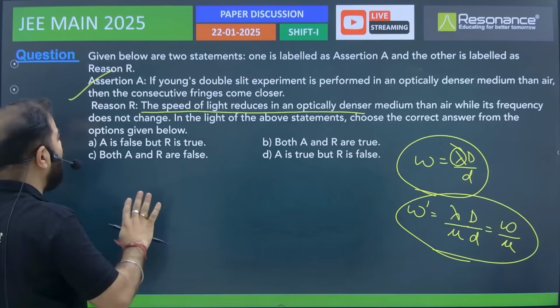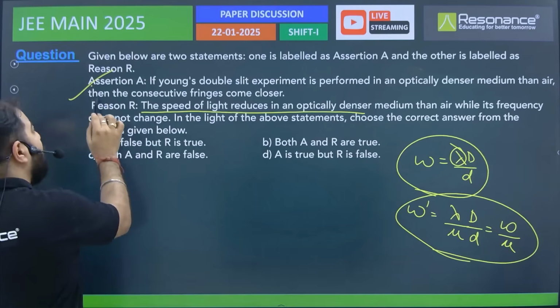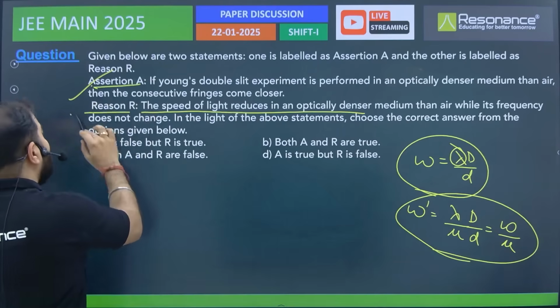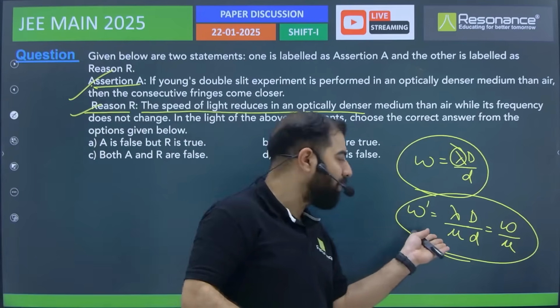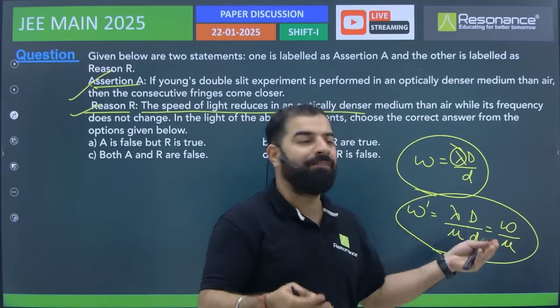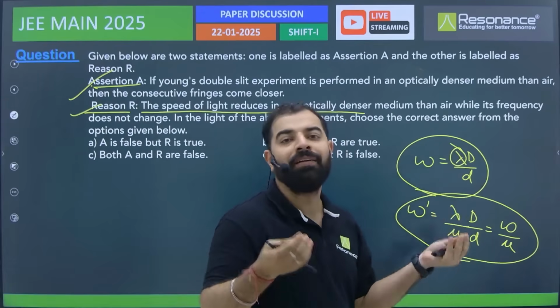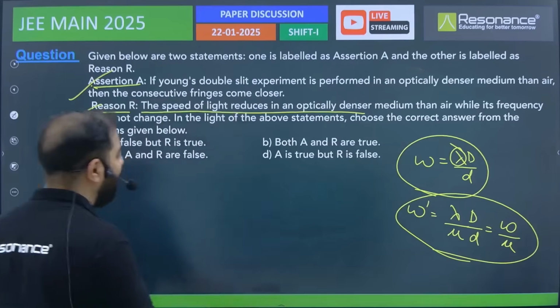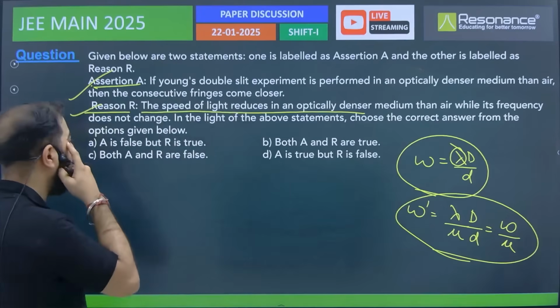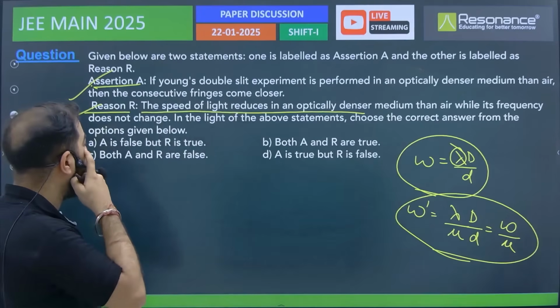Okay, so what I'll say is, A is right, assertion is right, reason is right, but this reason is not the reason for this assertion. The reason should be something like this, that it depends on factors like lambda, D, and small d. Since lambda changed, the fringe width changed, right? It's like that only.